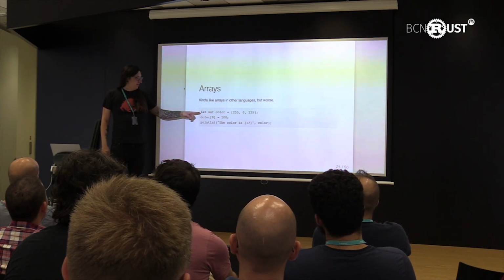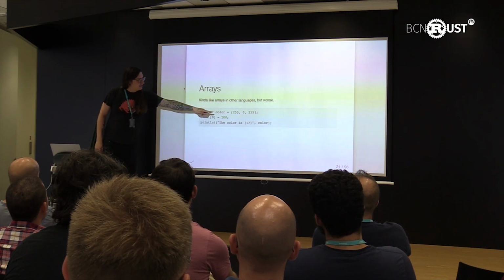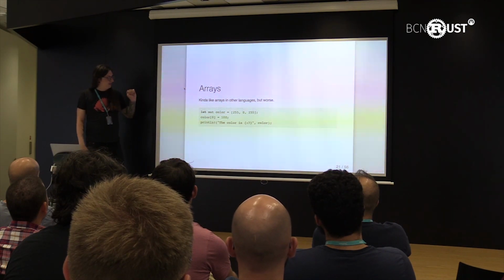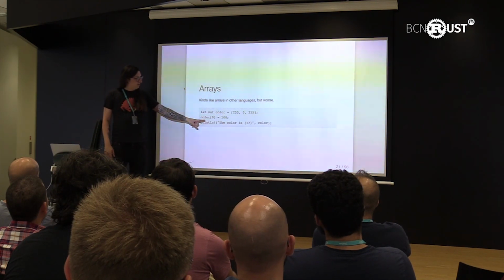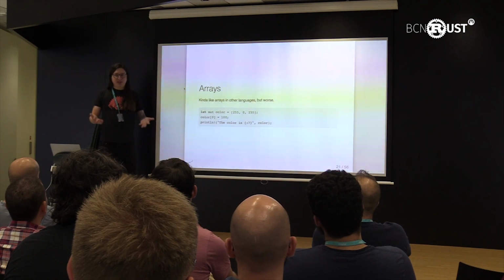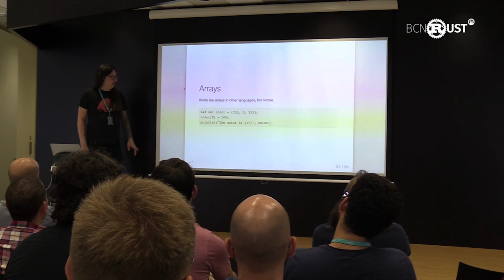So for example, you declare an array with the square brackets and commas. This is an array that has 3 things in it, and then you can access parts of the array using the square brackets and a number, just like many languages that have this sort of thing. Print that out.